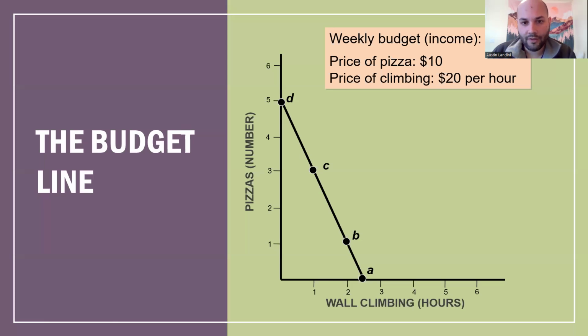All right, so this is somewhat analogous to the production possibilities frontier, right? The PPF showed us, given the resources, what can a society produce? A budget line shows, given the resources, specifically income that a consumer has, what can they consume?